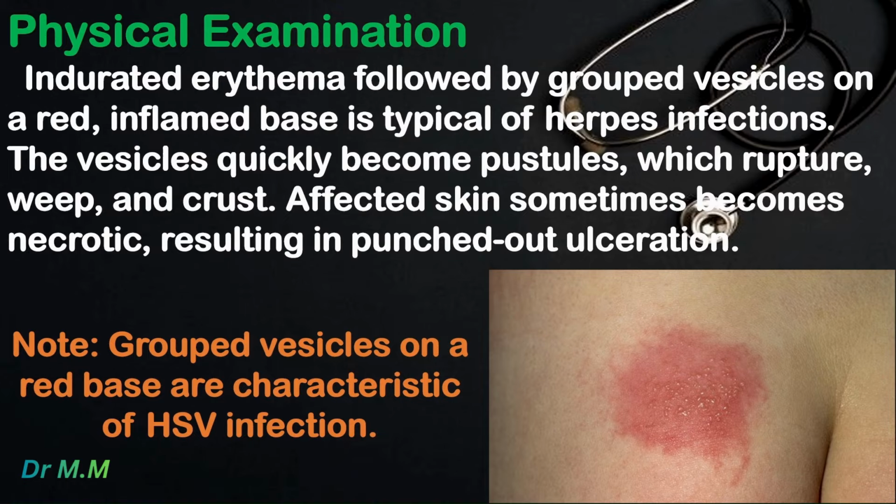Physical examination: indurated erythema followed by grouped vesicles on a red inflamed base is typical of herpes infections. The vesicles quickly become pustules with rupture, weeping, and crusting. Affected skin sometimes becomes necrotic, resulting in punched out ulceration. Note: grouped vesicles on a red base are characteristic of HSV infection.